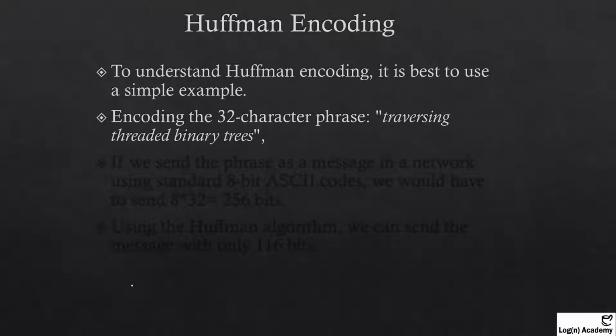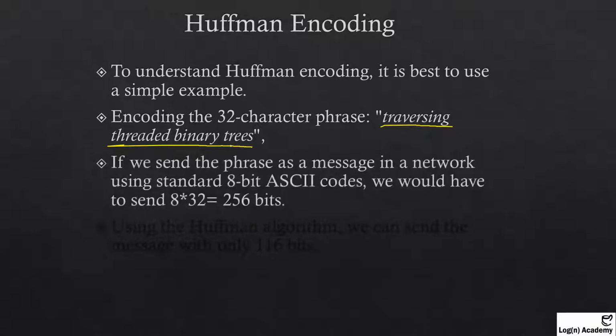Encode a 32 character phrase: "traversing threaded binary trees". We have this phrase, and we want to compress it. If we send the phrase as a message in a network using standard 8-bit ASCII codes, we would have to send 8 multiplied by 32 equals 256 bits.